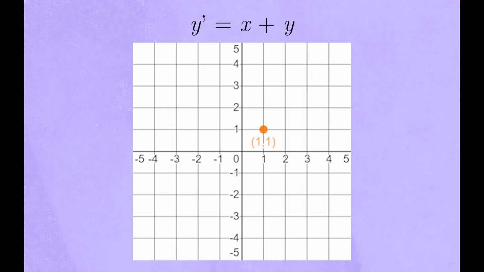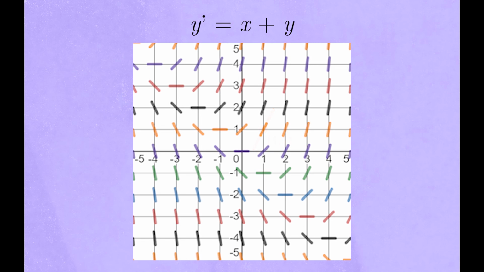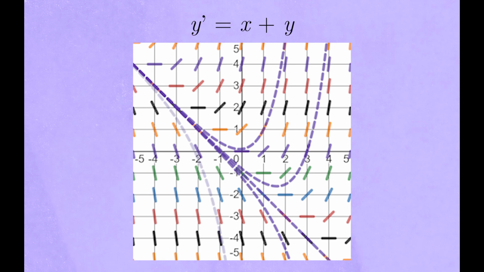Let's look at this more closely for y prime equals x plus y. At the point 1, 1, we know y prime equals 2. So at the point 1, 1, we could draw a little line segment with slope 2. If we apply the same process to many points, then we can get a general feel for the way the solution curves evolve, and we can approximately sketch solution curves by following the directions of the lines.